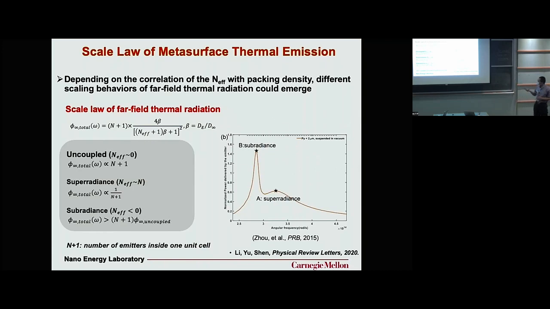The third case is the so-called subradiance effect. In this case, you can see this effective number is negative. The coupling between the nanoplasmonic emitters will enhance the individual emission from the nanoplasmonic structure. So the total thermal emission will be larger than the uncoupled case. Basically, we have these three regimes. I also want to mention, Professor Fan's group has a very nice work discussing superradiance and subradiance thermal emission in 2015.